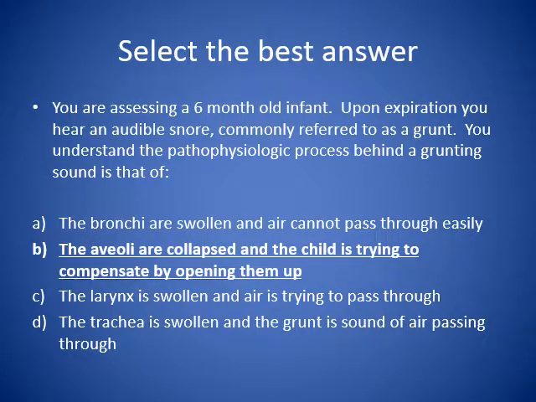So the answer is B. Remember what I said before. The alveoli are collapsed and the child is trying to compensate by opening them up. A grunting sound or a grunting mechanism is a child trying to compensate to create their own PEEP.